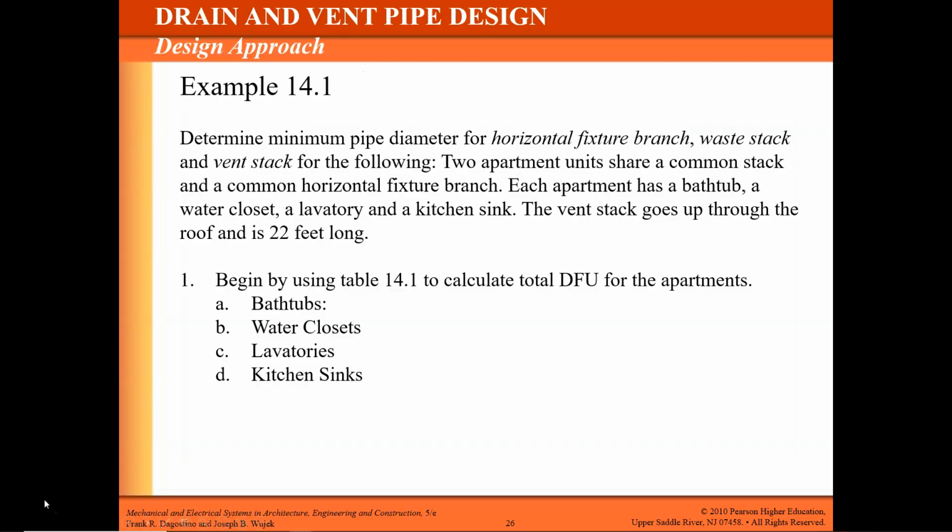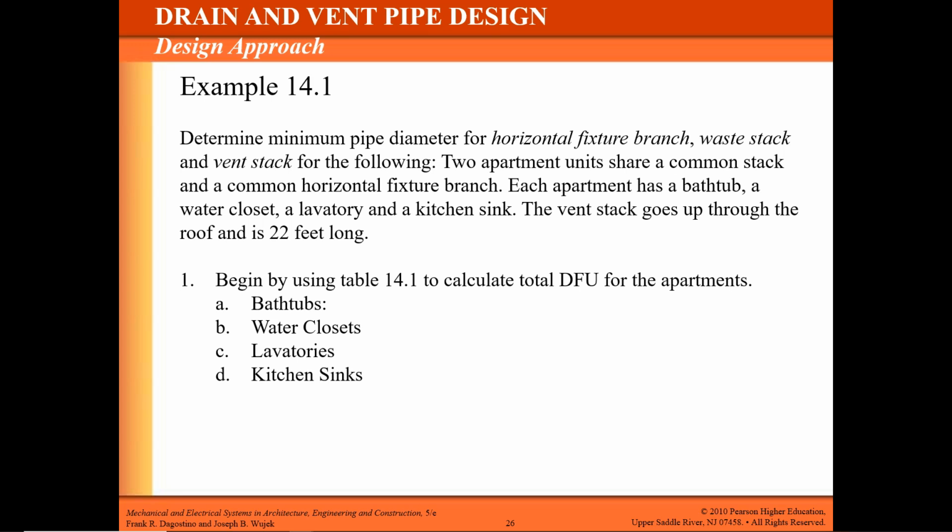So let's take a look at example 14.1, and you can do this in your book just as easily, but I've laid it out in a slightly different format, so hopefully it's easy enough to understand. So first of all, we're going to start off. Let's determine the minimum pipe diameter for horizontal fixture branch, waste stack, and vent stack for the following scenario.